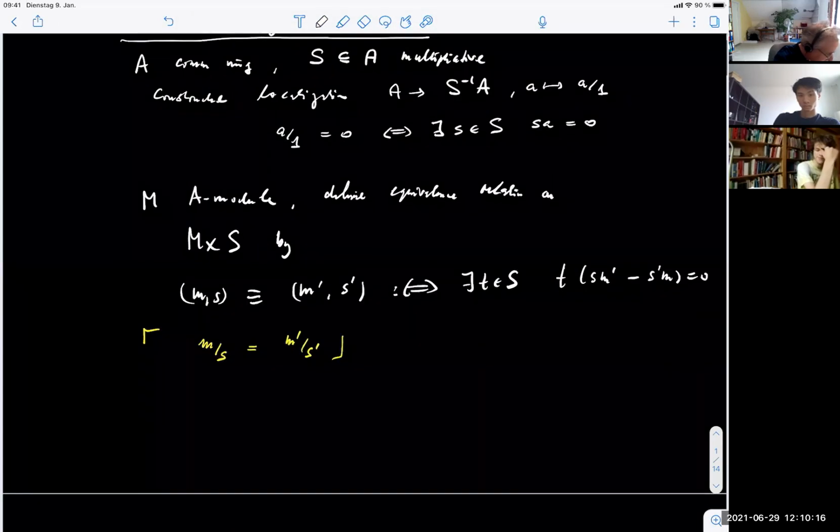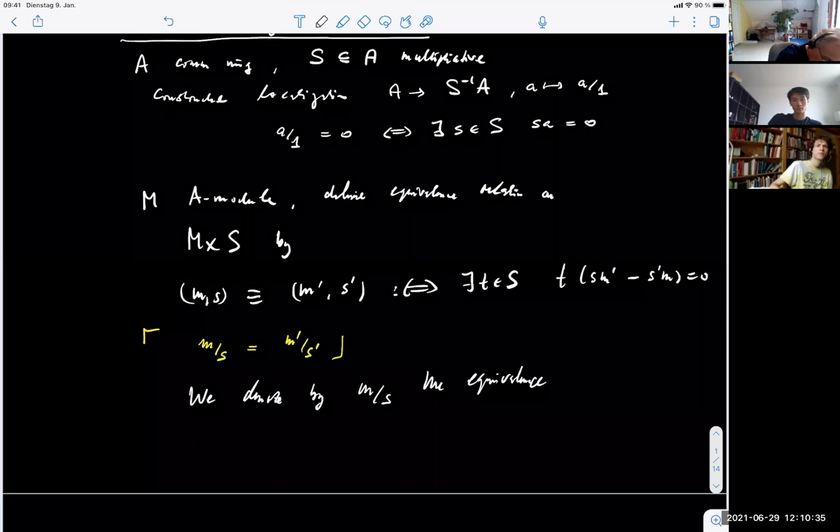So we denote by m over s the equivalence class of the pair (m, s).